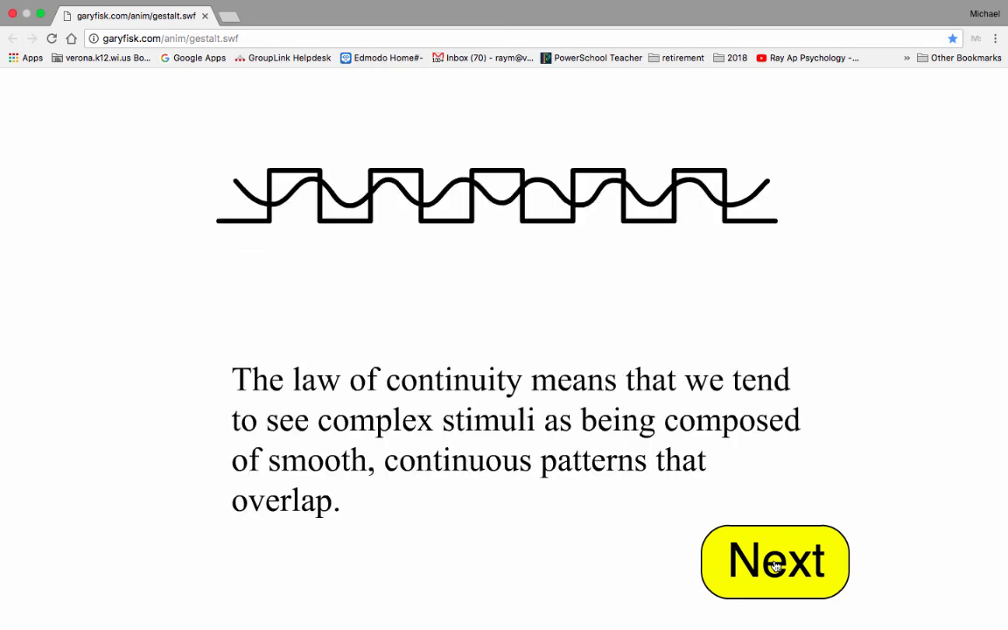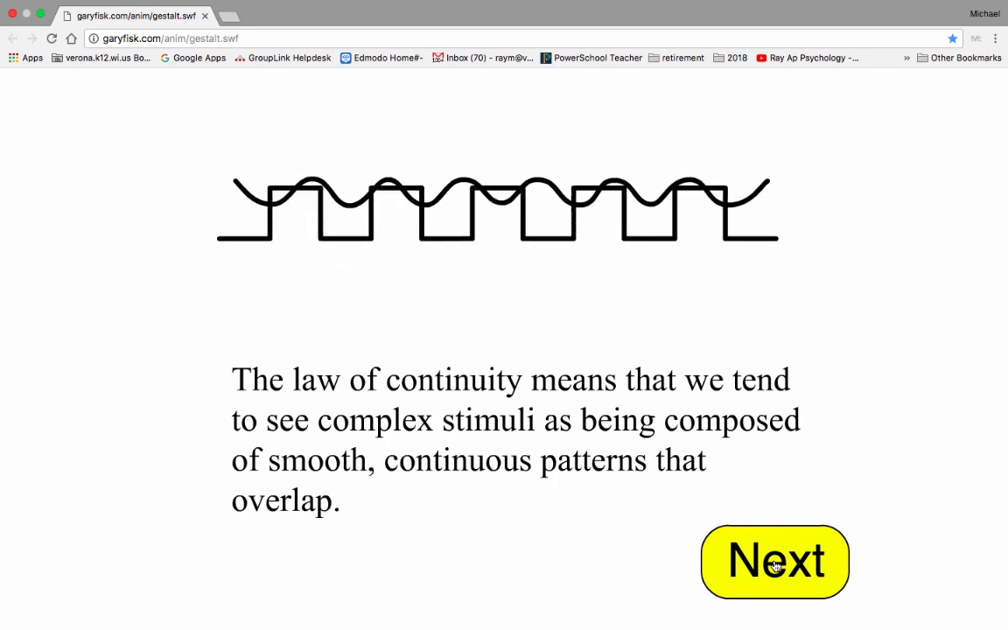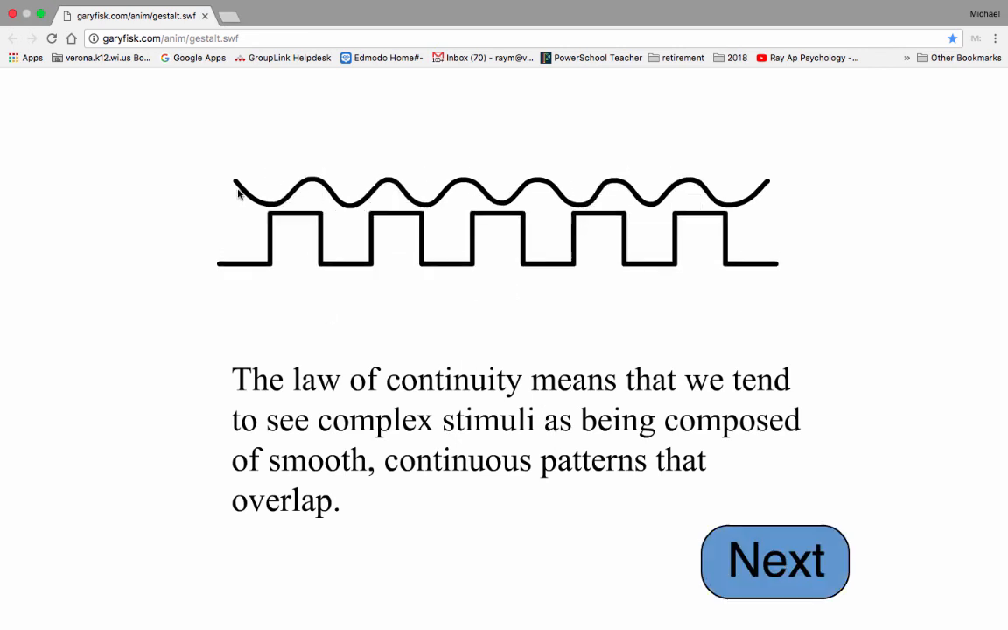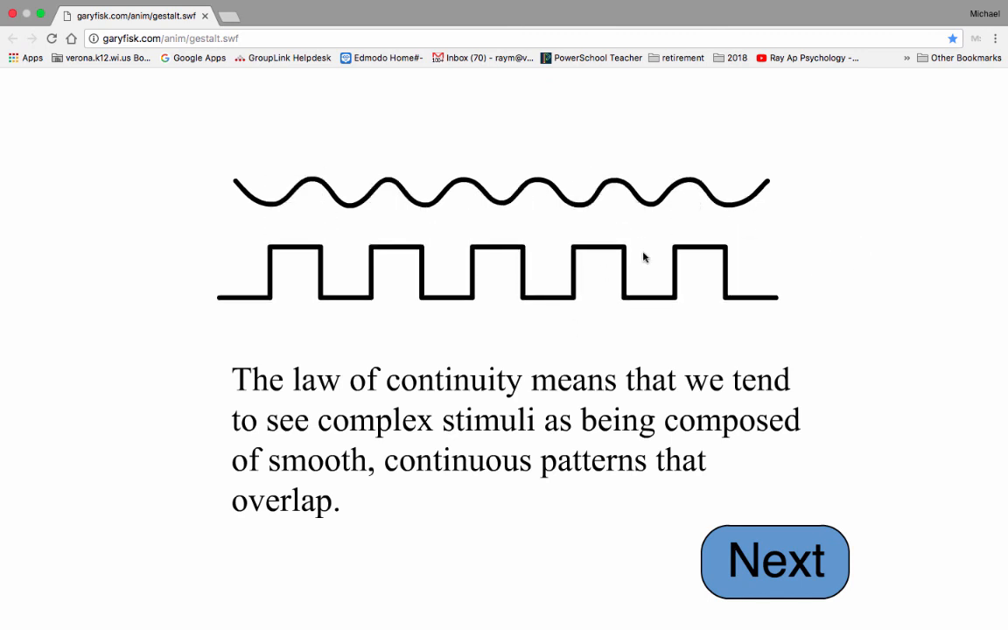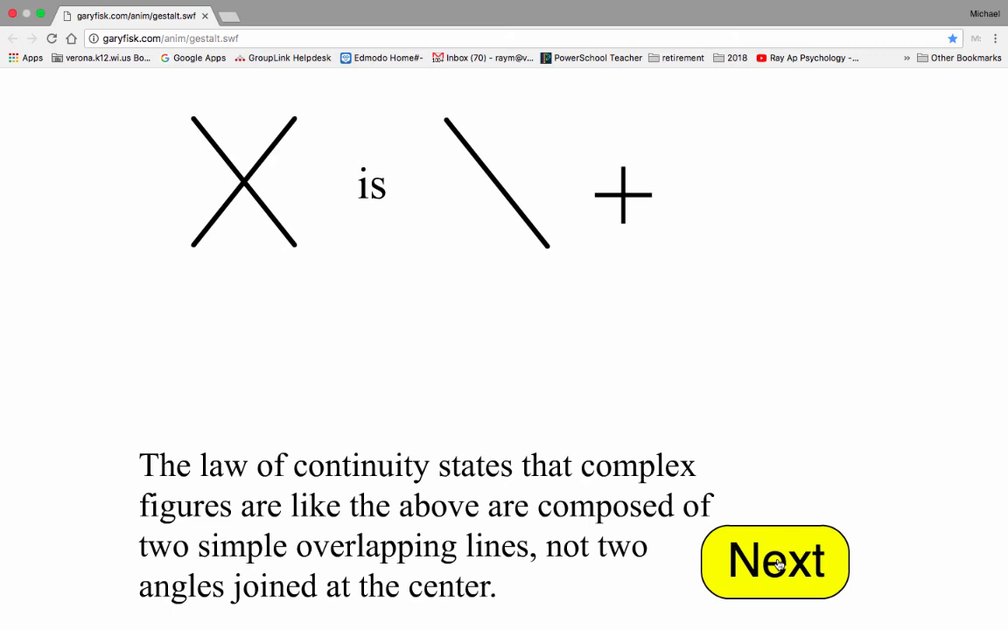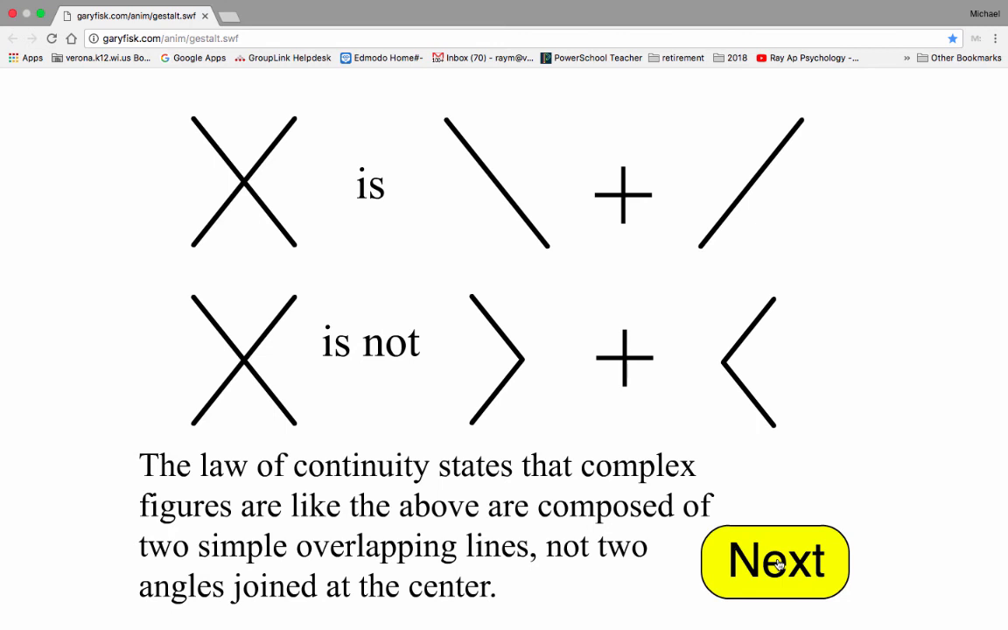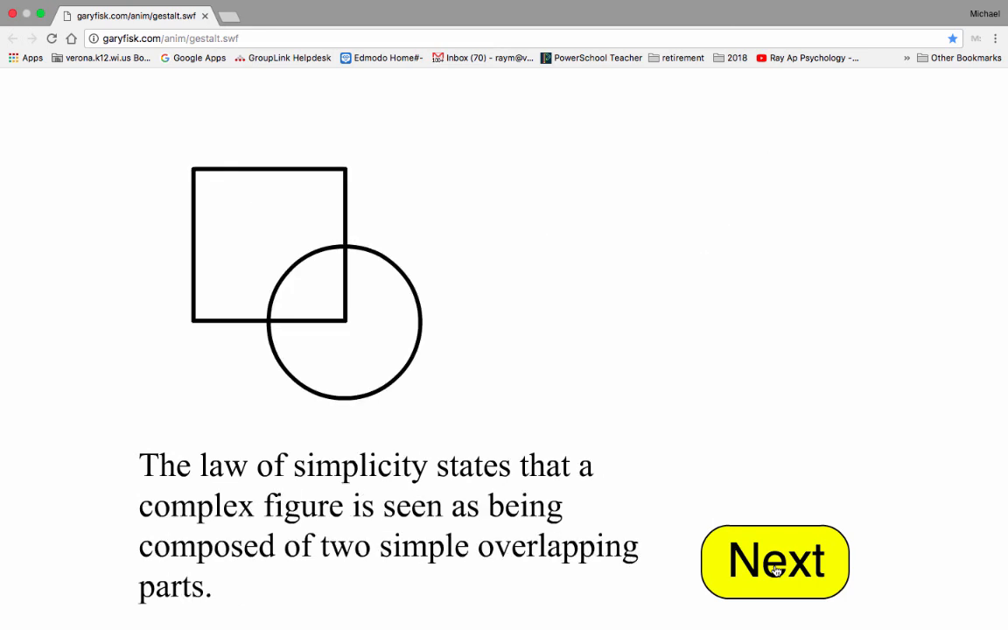And the law of continuity or good continuation shows us that we tend to see complex images as smooth continuous patterns. So we probably see this smooth continuous line even though it's intersected, or we probably see the right angle lines here even though they're intersected. So we tend to find continuous patterns. And remember, the law of continuity demonstrates, and the law of pragnanz really, that we see this as 2 intersecting lines and not as 2 inward pointing arrows, because simpler is easier.